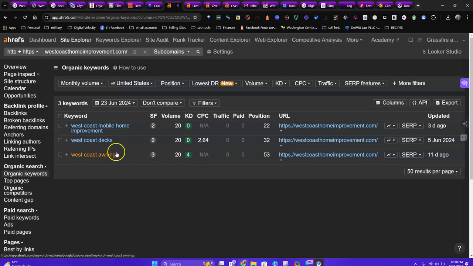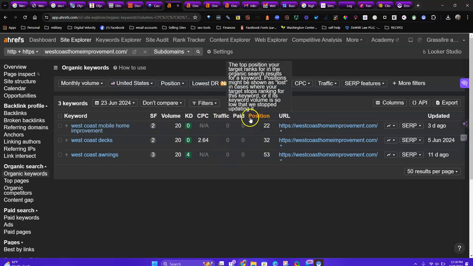So what we try to do is find the keywords that have the highest amount of volume with the lowest keyword difficulty, so that we can get you ranking for them as quickly as possible and get you the most traffic possible. The cost per click is if you are running Google ads. So if you are running Google ads for West Coast Decks, it would be $2.64 a click. The traffic is how much traffic you are getting from this keyword, and this is just paid as well. And then the position is the position that you're in on Google. So you're in position 22 for your business name.